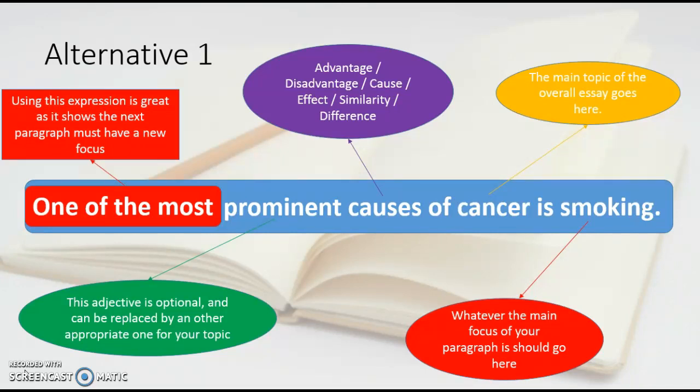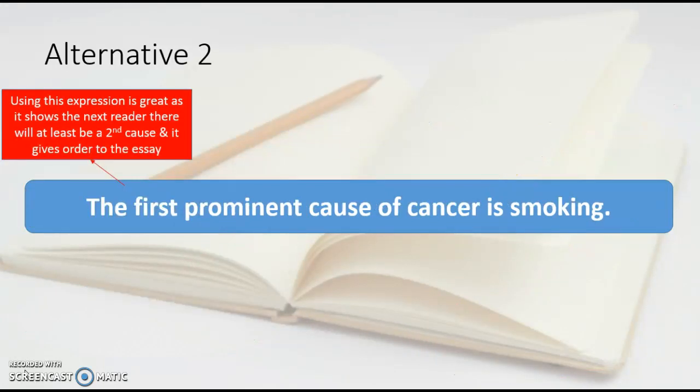And if all of you were to have a sentence similar to this in your essay with your relevant topics, we'd actually be quite happy, because it's an academic way of writing. It adds great structure to our work. It's short, concise, and gives clear direction to what we're going to write about in our body paragraph. Another alternative would be to use the first prominent cause of cancer is smoking. Again, it's super similar to the last one.